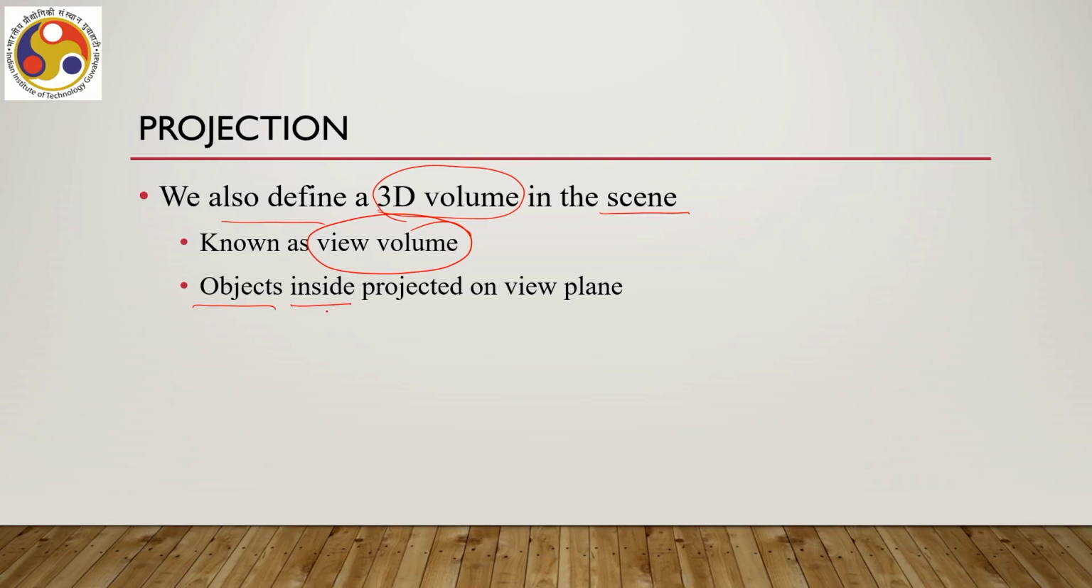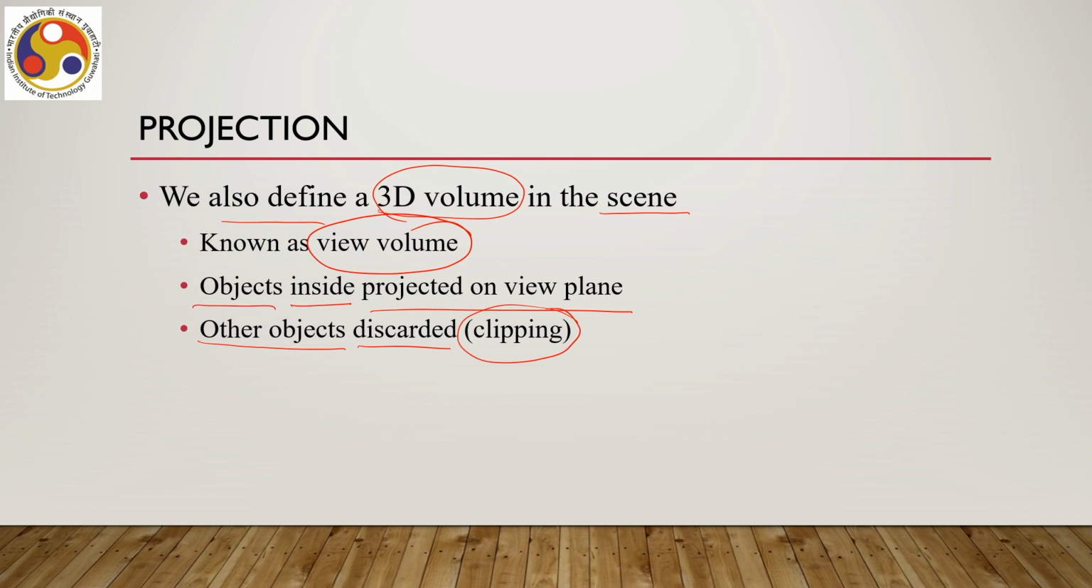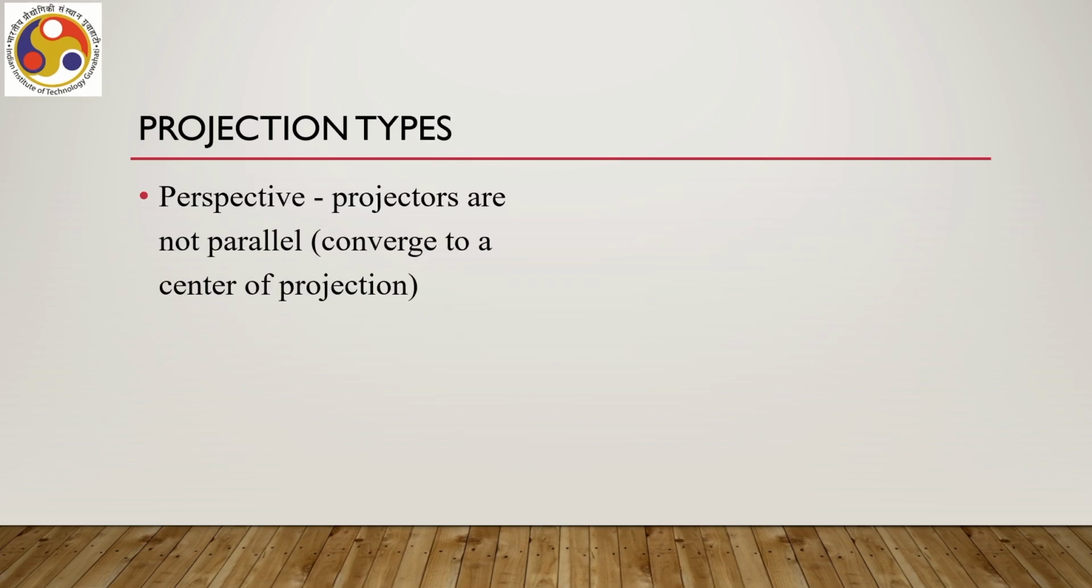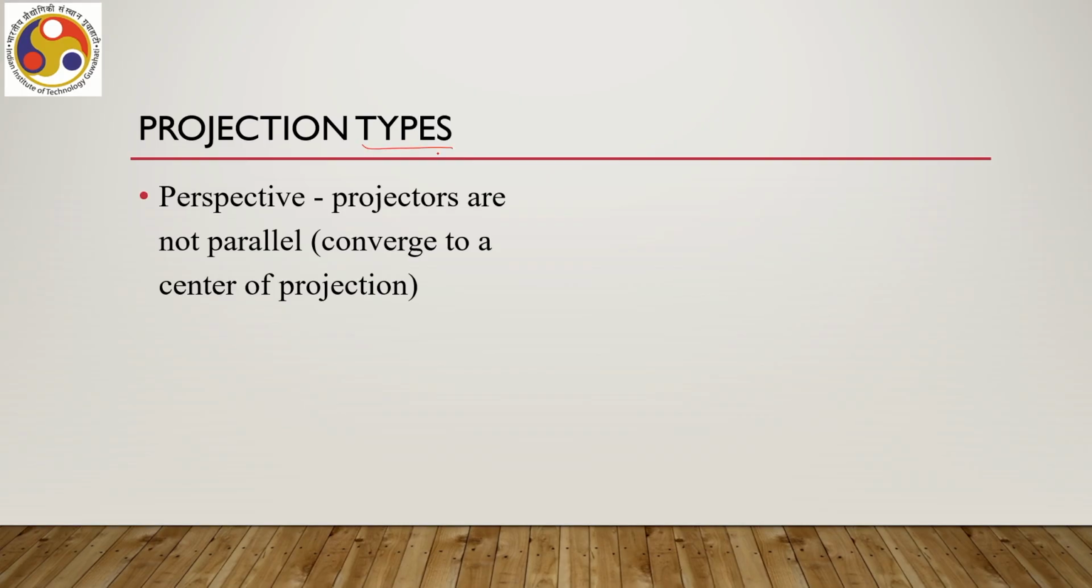Objects that are inside this view volume are projected on the view plane, and objects that are outside are discarded. When we say that we are discarding objects that are outside of this view volume but part of the scene, we call that a clipping process. So, clipping takes place, as per our description of the pipeline, before we perform the projection. Now, projection can be of different types, and we also have to determine the computation based on the type of projection that we want to have.